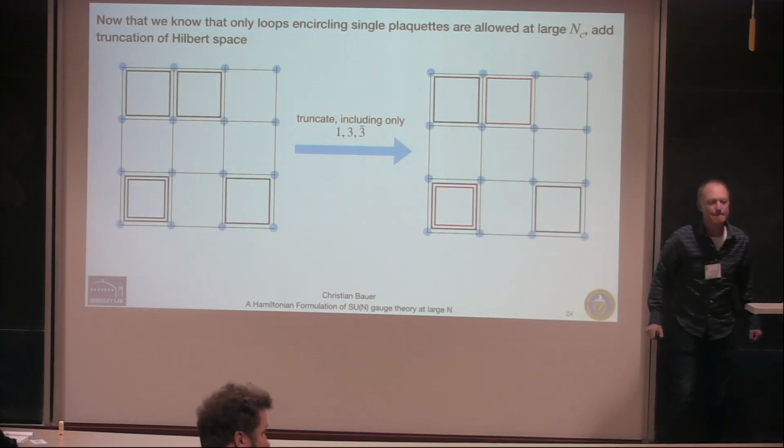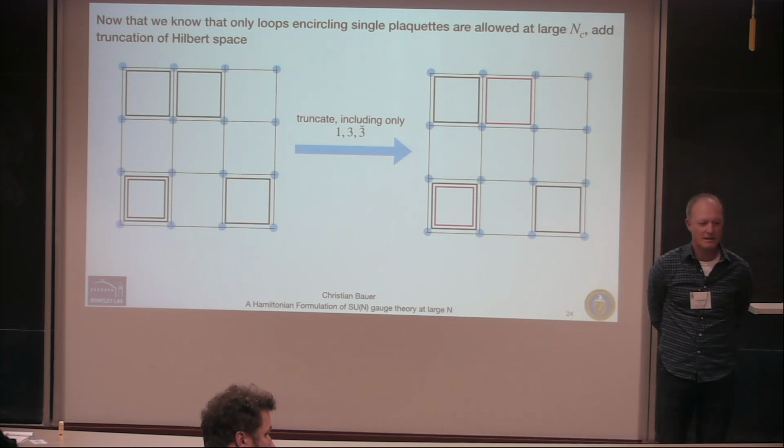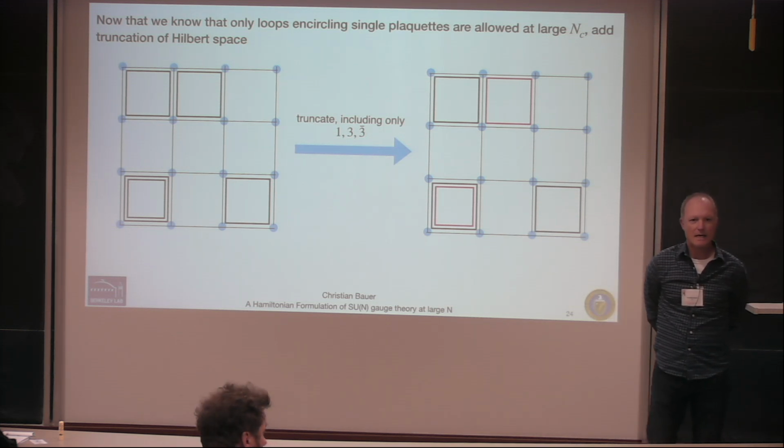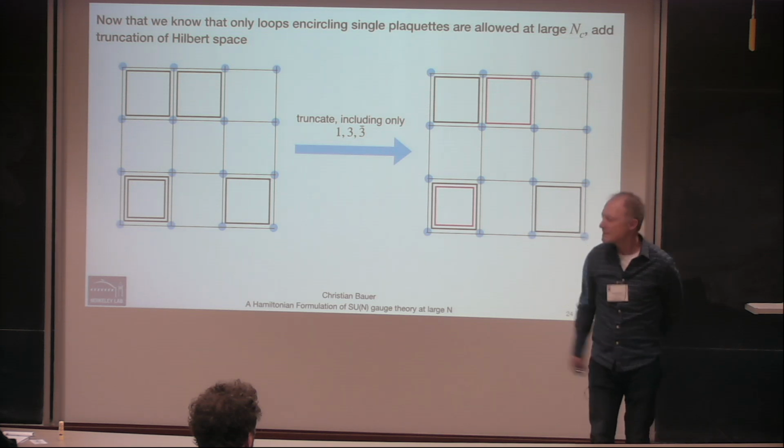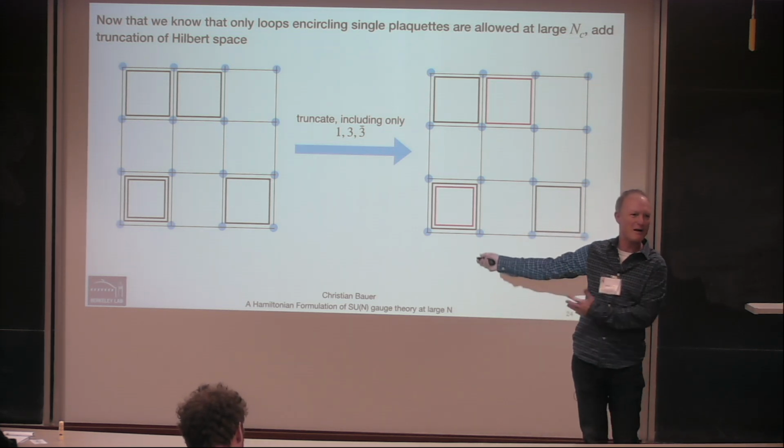But for the counting of loops that are larger, don't we have to worry about the fact that there are many more of them? Yes, but in the strict 1/N limit, it doesn't grow with N. It grows with the volume of the lattice, right?